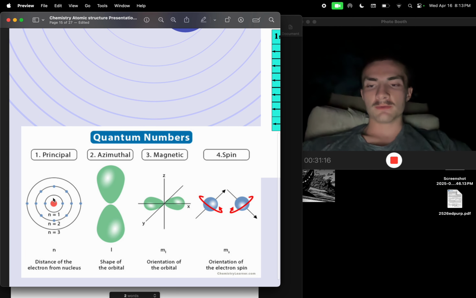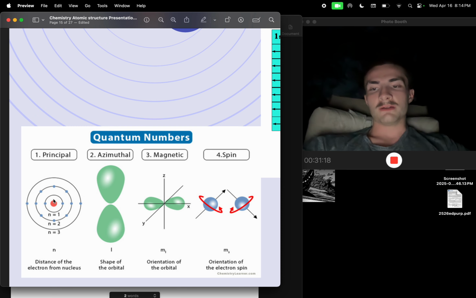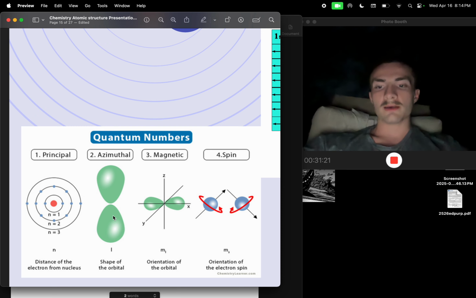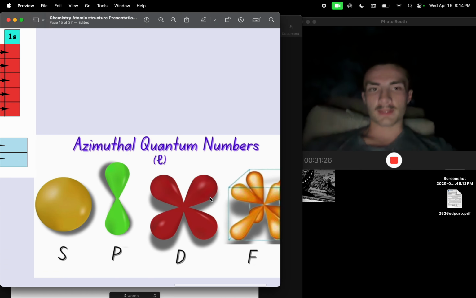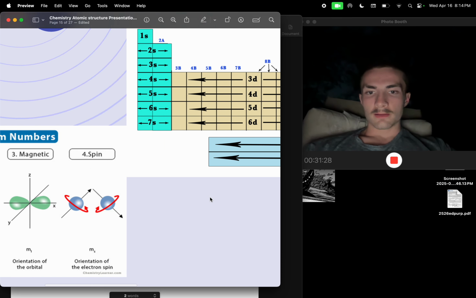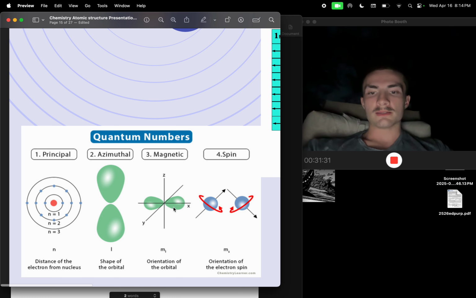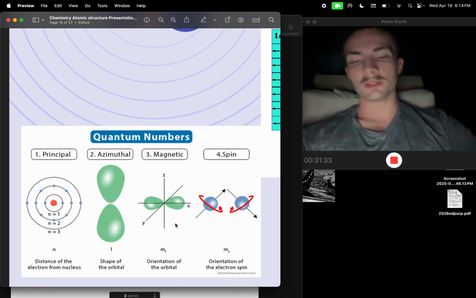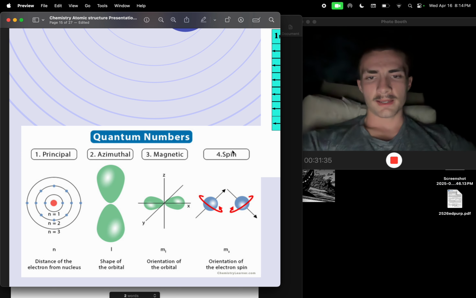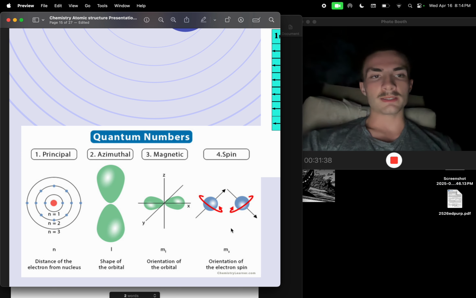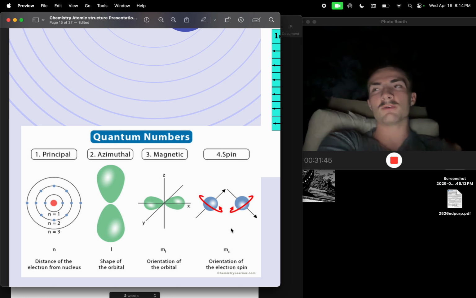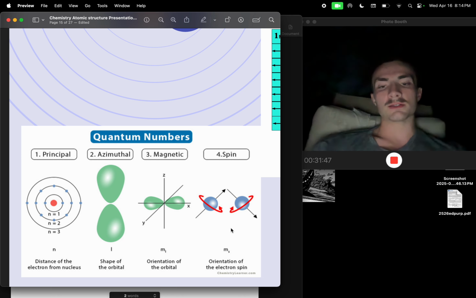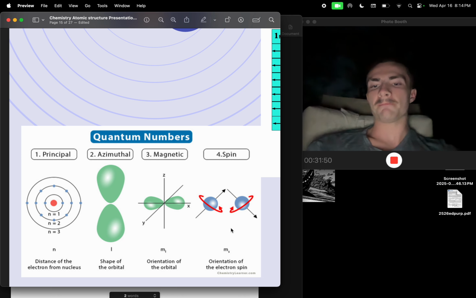Principal is how far it is away from the nucleus, and how much energy it has. Second is the shape of the orbital. So it's shaped like this, or shaped like that. And then magnetic has to do with the shape's orientation in space, and spin has to do with whether it's spinning this way or that way. And spin can only be plus 1/2 or minus 1/2. The idea of spin is similar to planets orbiting the sun, which is that while planets are orbiting the sun, they're also spinning at the same time.